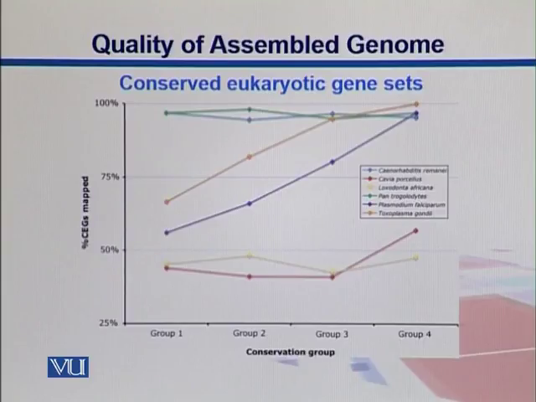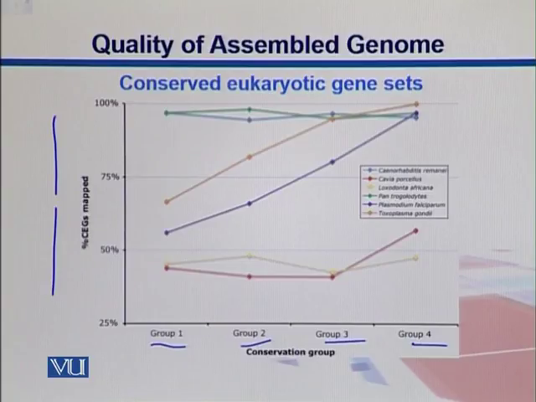Another parameter is we can look into some conserved eukaryotic gene sets. So here in this example, what we see is percentages of CEGs on the y-axis. CEG is obviously conserved eukaryotic gene sets. We take the genes into different groups. So we have group 1, group 2, group 3 and group 4. So basically it's discontinuous data, it's not continuous data. There are actually four different groups and we are comparing different organisms.